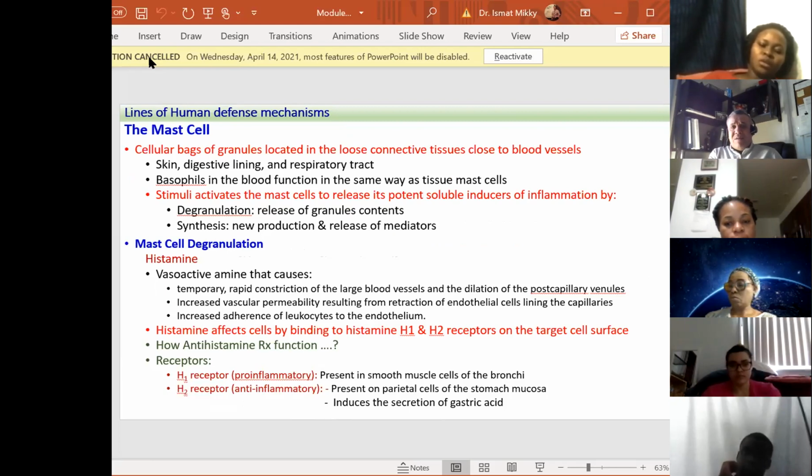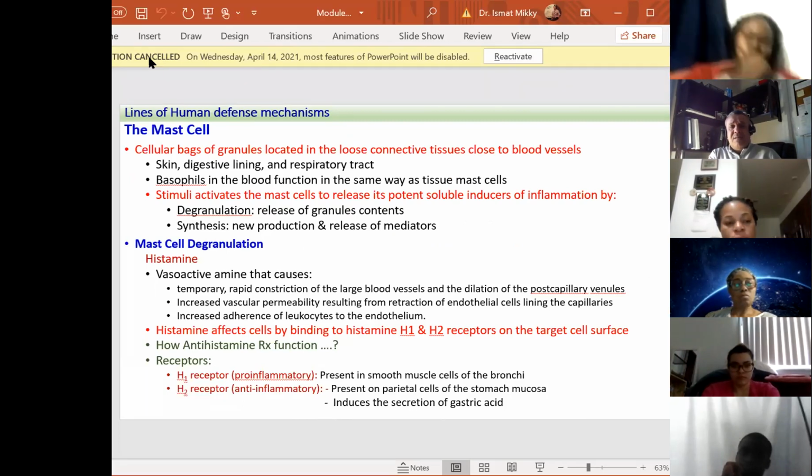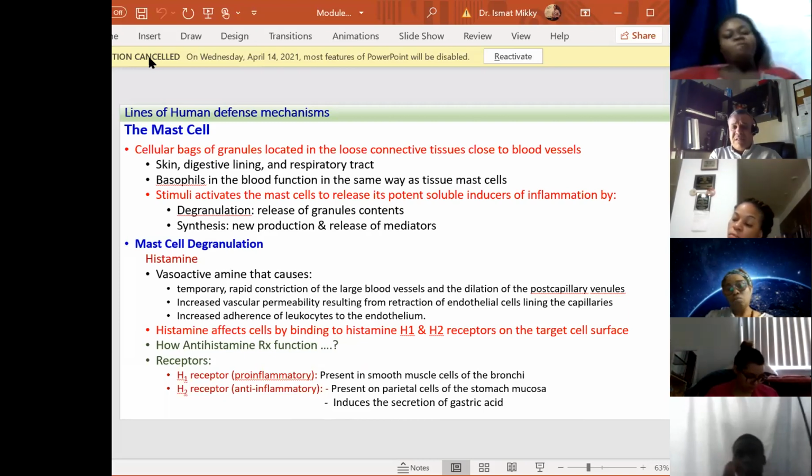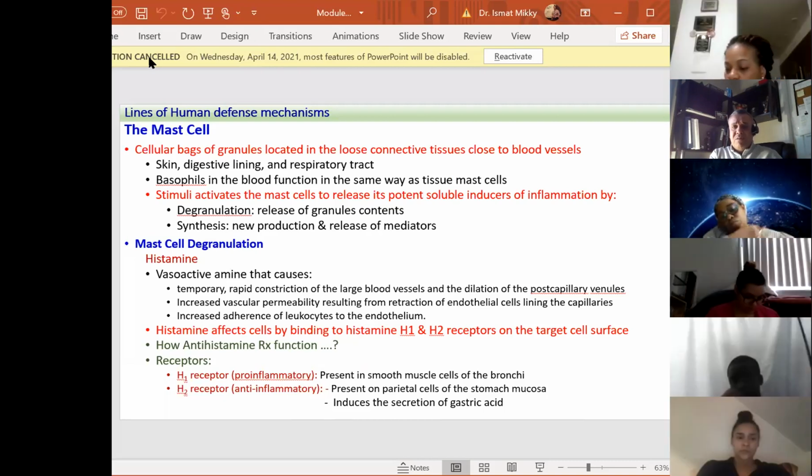So the inflammatory response begins from what is called the mast cell. The mast cell is like small cellular bags, granules. They are located in the connective tissue, and they are always very close to the blood vessels. That's why they have an immediate effect on the blood vessels and the increased permeability that lets fluid move out of blood vessels.